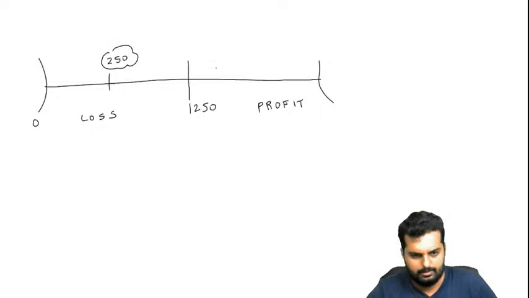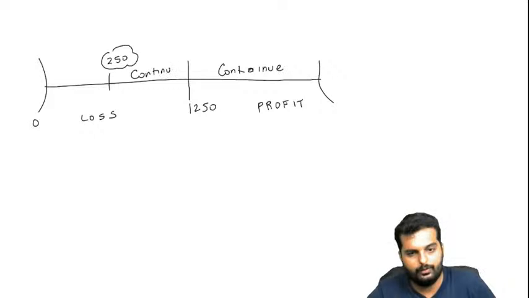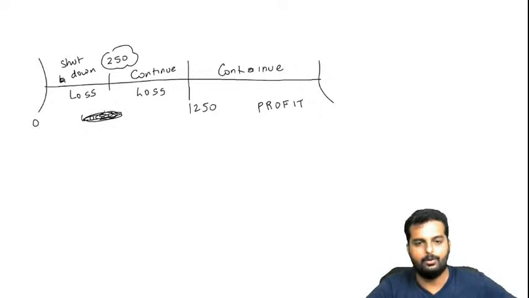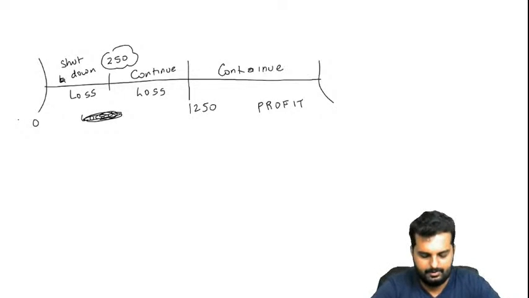If it's a profit, you would continue. Above 250 also you would continue even though it is a loss. Below 250 you will shut down and it is actually a loss. Okay, let's put it this way. Can you draw this chart in your books?